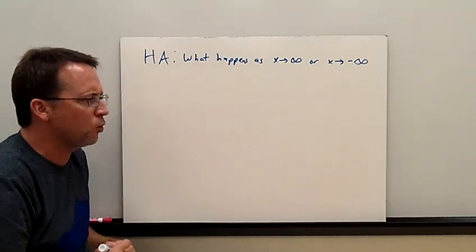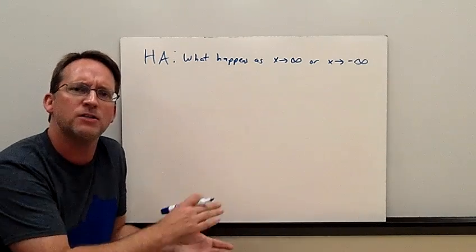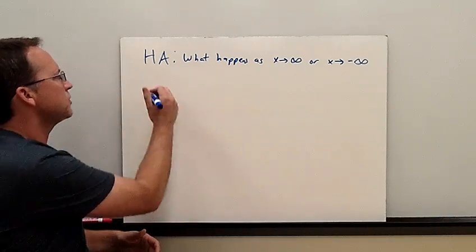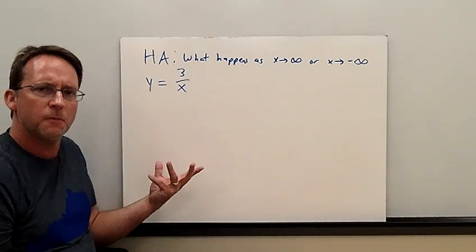So I just want to explore a few different functions and their horizontal asymptotes, and then we're going to make some conclusions from there. I'm going to start with a fairly basic reciprocal function.